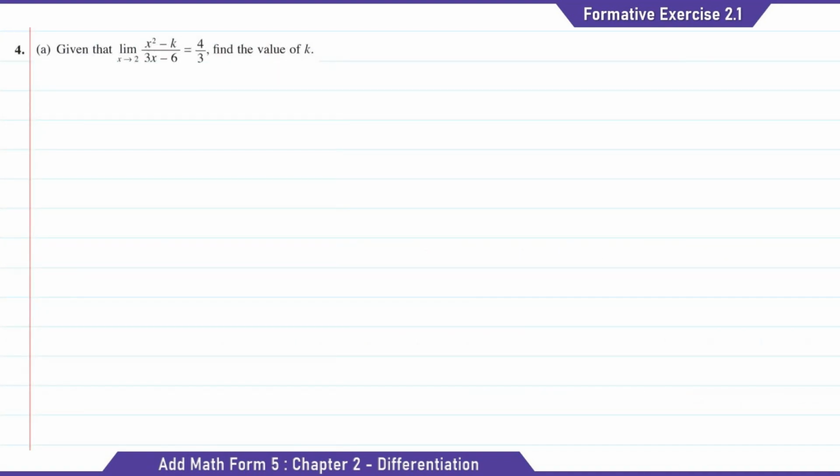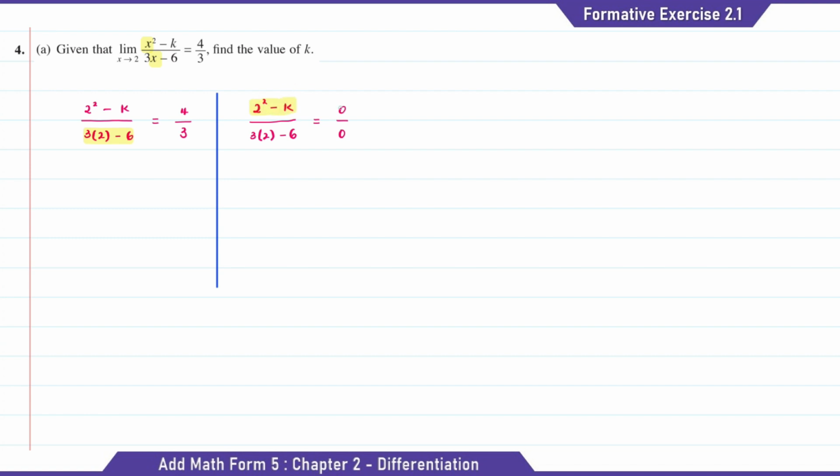Question 4a. Given that the limit value of x squared minus k over 3x minus 6 when x approaches 2 is equal to 4 over 3, find the value of k. So first I'm going to try direct substitution. x approaches 2, so I'm going to substitute the x here with 2. Here you will notice that the answer for the denominator is equal to 0. This means by direct substitution, we are not going to get the limit value of 4 over 3, but direct substitution will result in the indeterminate form, which is 0 over 0.